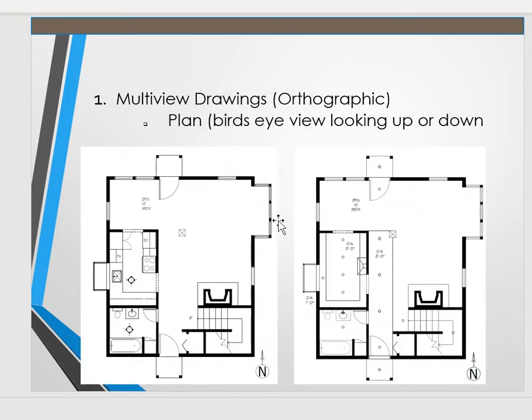So in a multi-view drawing, orthographic projection, we first start off with a plan view. A plan view is a bird's eye view looking down or up. So if I were looking at this, my home, and I cut it horizontally and was a bird looking down, that would be a plan view. Now, if I were also laying on my back on my floor, staring at the ceiling, that's another plan view of looking up.